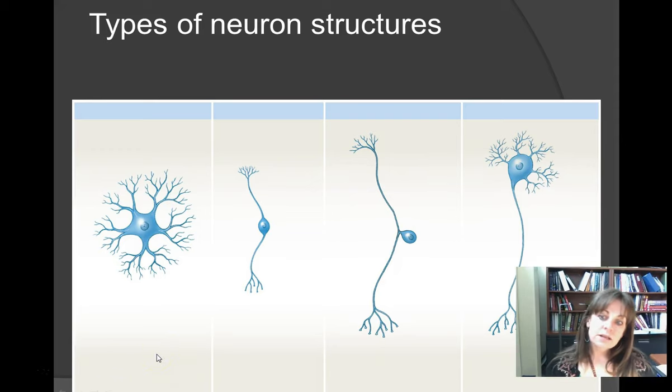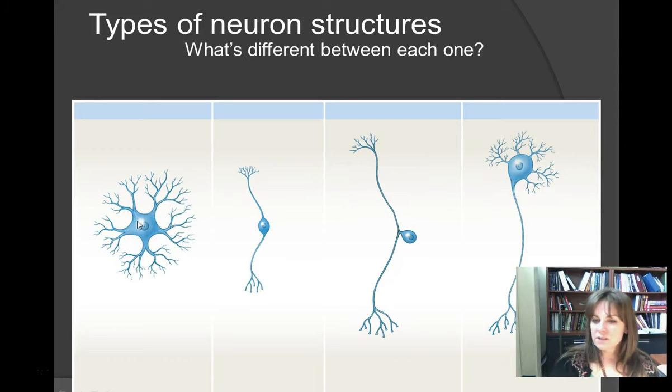Just take a minute to look at these 4 different neurons and think for yourself, what's different about each one? How would you recognize each one if it was just thrown in front of you and say, oh, this is this one because it's got X, Y, and Z. So I'd actually pause this lecture for just a minute, try doing that, and then come back to it and see what you came up with.